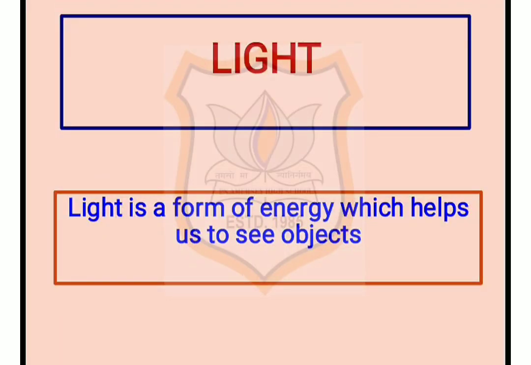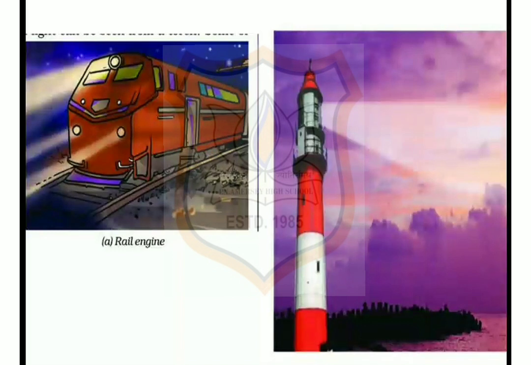So students, what is light? Students, you have already studied in your previous classes that light is a form of energy which helps us to see objects. You might have seen a beam of sunlight when it enters a room through a narrow opening or a hole. You may have also seen beams of light from the headlamps of scooters, cars, and engines of trains. Similarly, a beam of light can be seen from a torch.